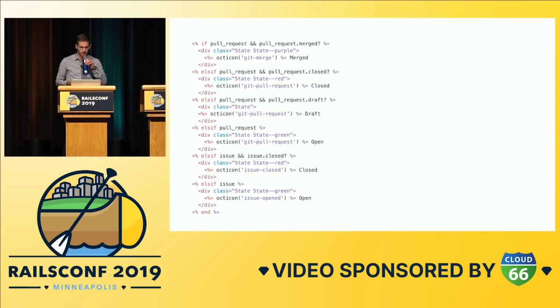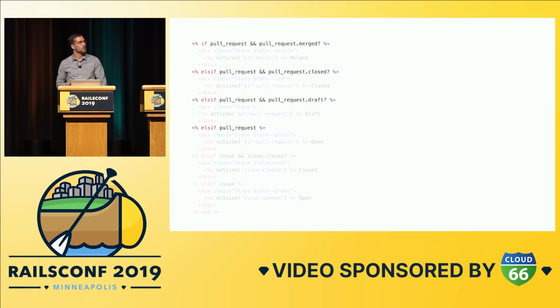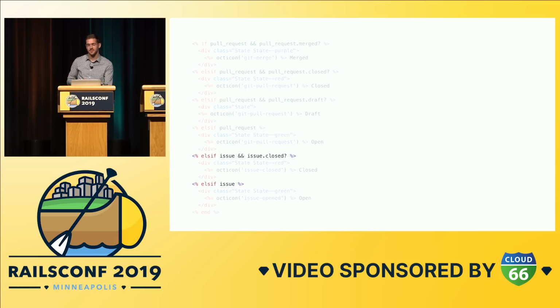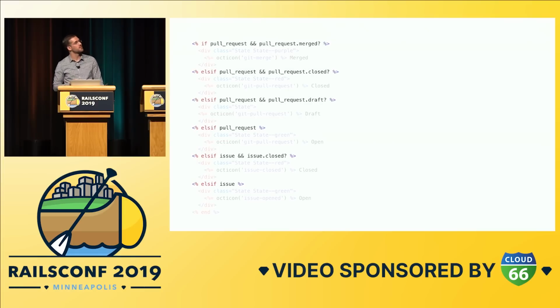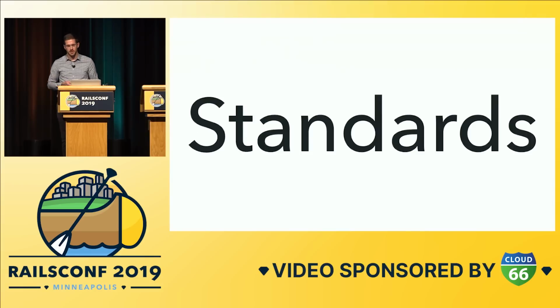So let's go back to our example. What data does this view need to render? Does it need a pull request? Does it need an issue? Should I be able to pass in both? What about neither? Are these values passed in as locals, or do they come from a helper? The reality is that our views regularly fail even the most basic standards of code quality we expect out of our Ruby classes. So let's take another look at that example code.